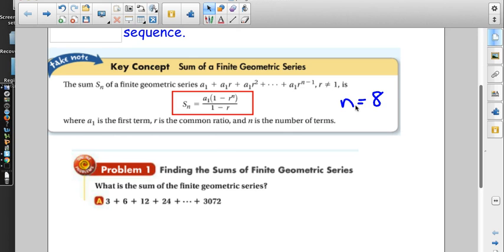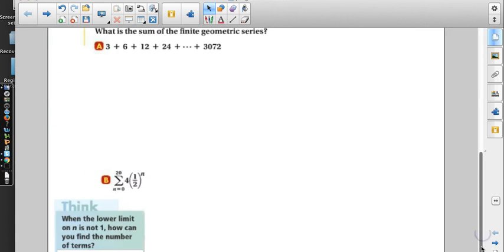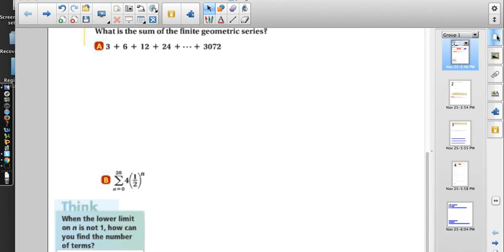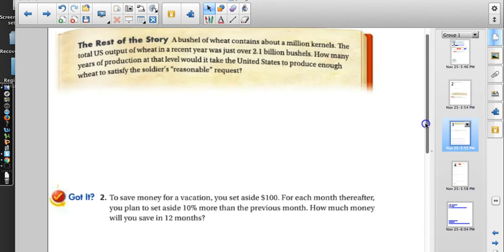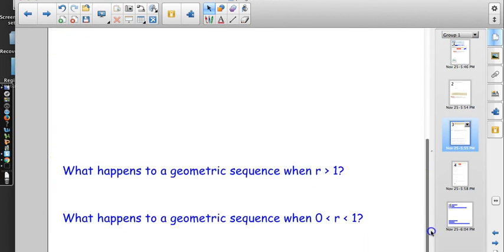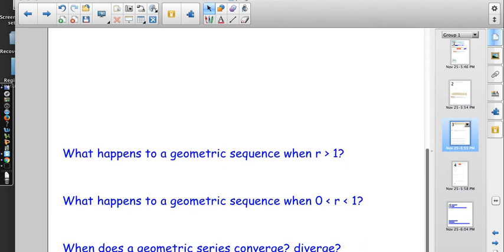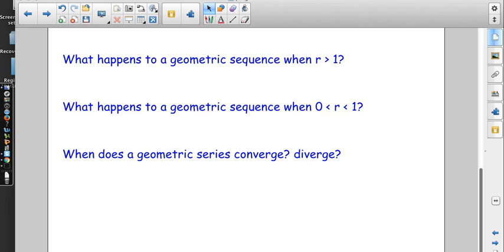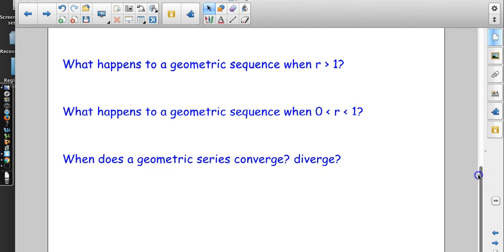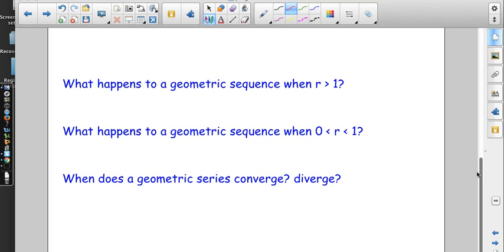But it turns out there are certain, not all of them, but certain geometric series that are infinite, and we can still find what they add to. So we did our little story about the bushels of wheat and saw that things were getting a little out of hand with the numbers there, and that's geometric. They're going to continue up. So what happens to a geometric sequence when r is greater than 1? Well, we're multiplying by that number. It's going to get bigger and bigger and bigger.